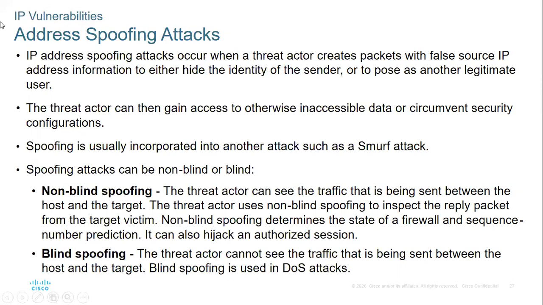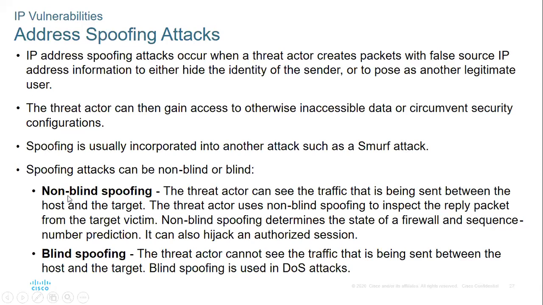So IP spoofing attacks occur when a threat actor creates packets with false source IP addresses to either hide the identity of the sender or to pose as another legitimate user. Of course, spoofing can also be incorporated into another type of attack called the smurf attack.